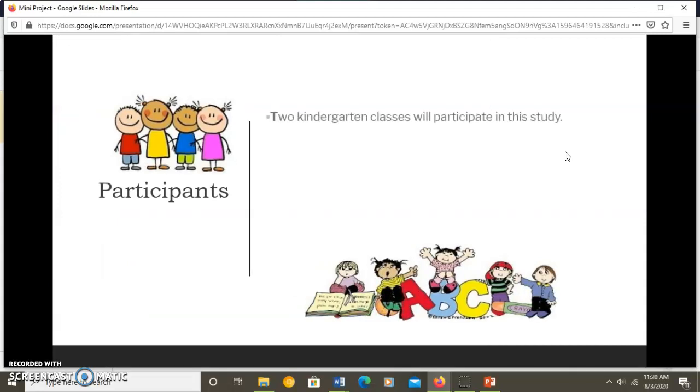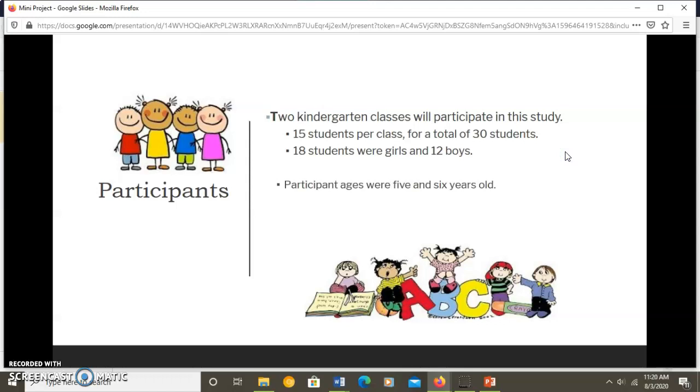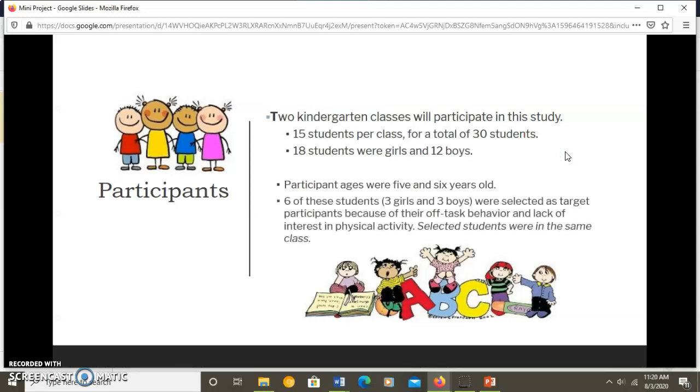Our participants are going to be 2 kindergarten general education classes. In each class, there are 15 students for a total of 30 students. There are 18 girls and 12 boys. All participants were aged between 5 and 6 years old.